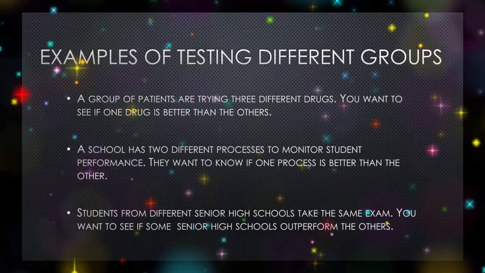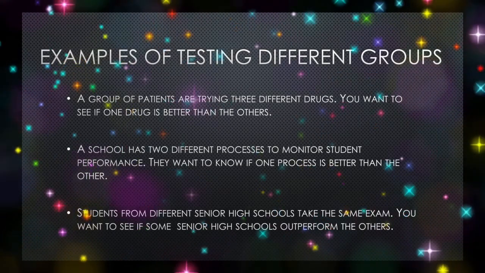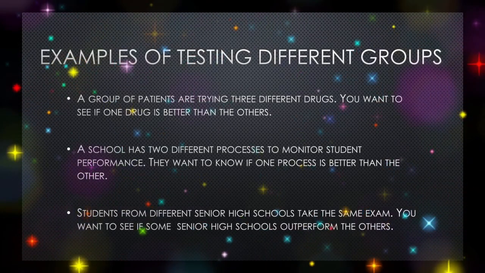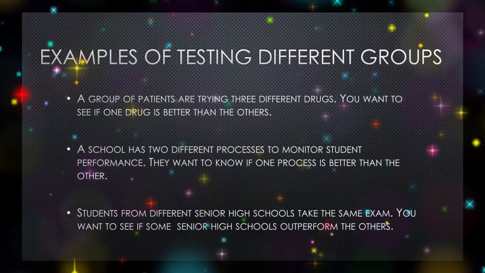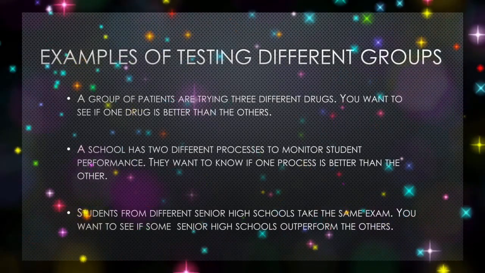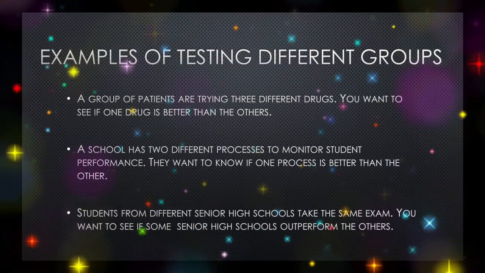A second example, a school has two different processes to monitor student performance. They want to know if one process is better than the other. So this is another example that you can use the ANOVA, even though there are only two groups here, right? You can still use the ANOVA, even if there's only two.